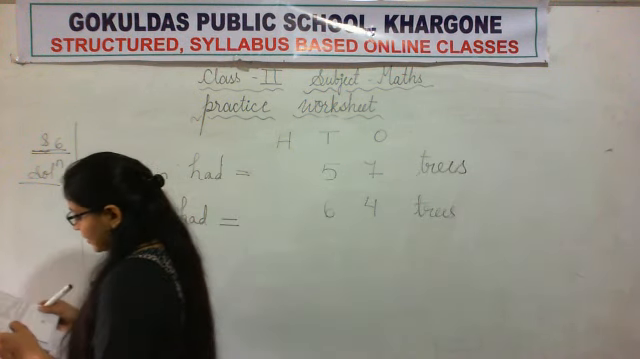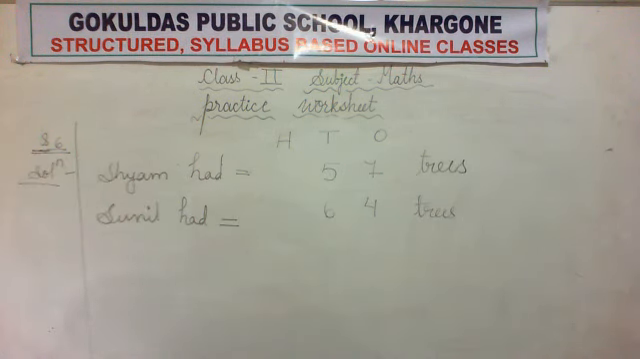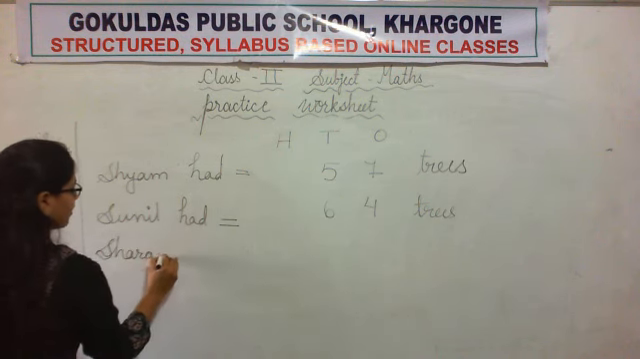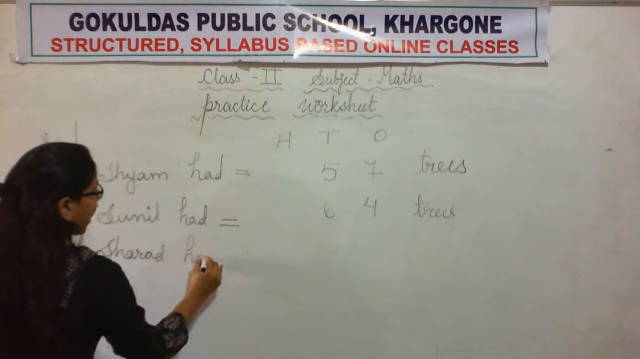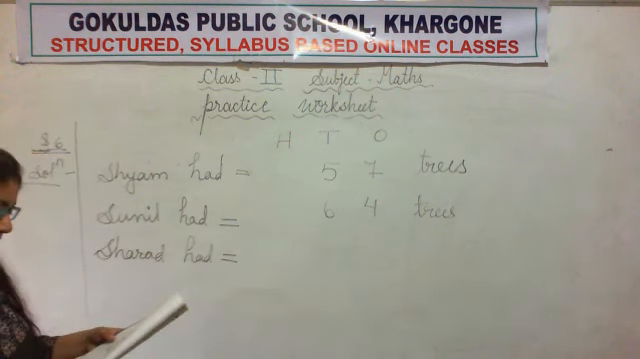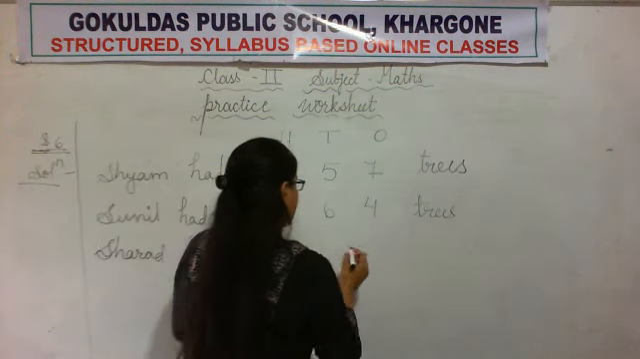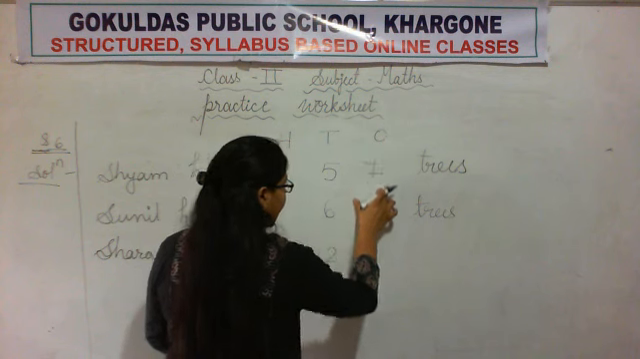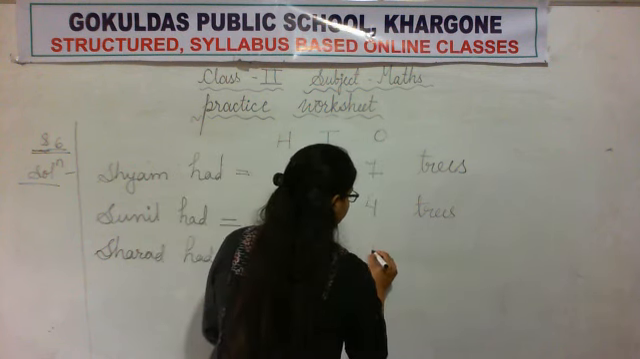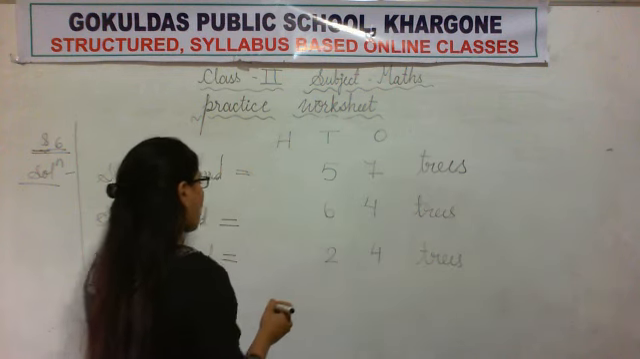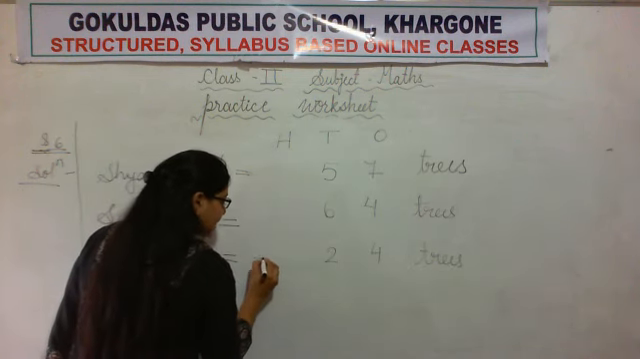Now the last one is the younger son Sharad. So now we will write about Sharad. Sharad had. Now we will put equals to sign. Now we will write about it. We will write tens below tens and ones below ones. 24 trees. Now we will put plus sign.